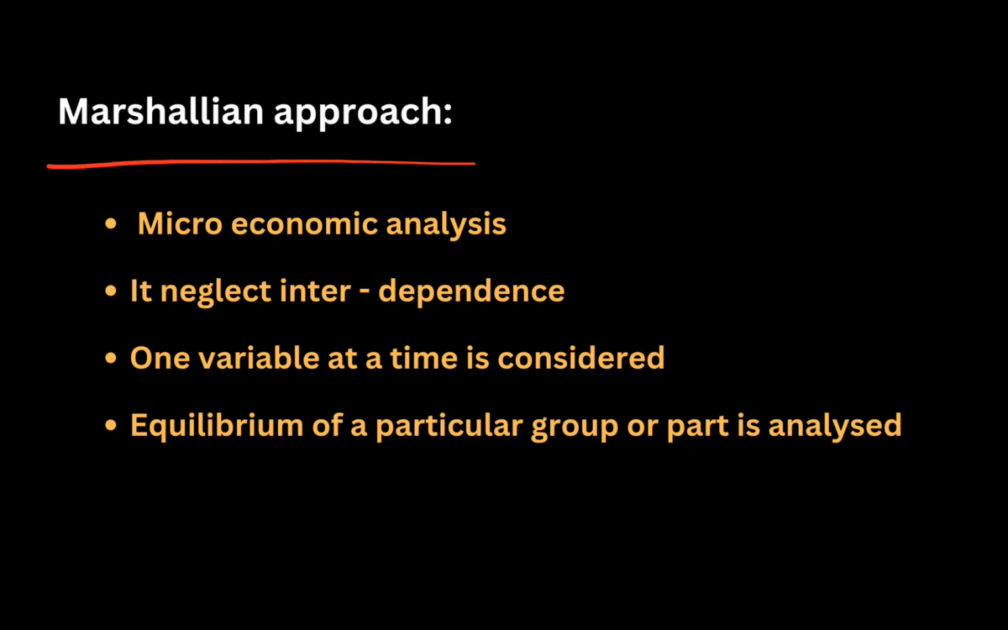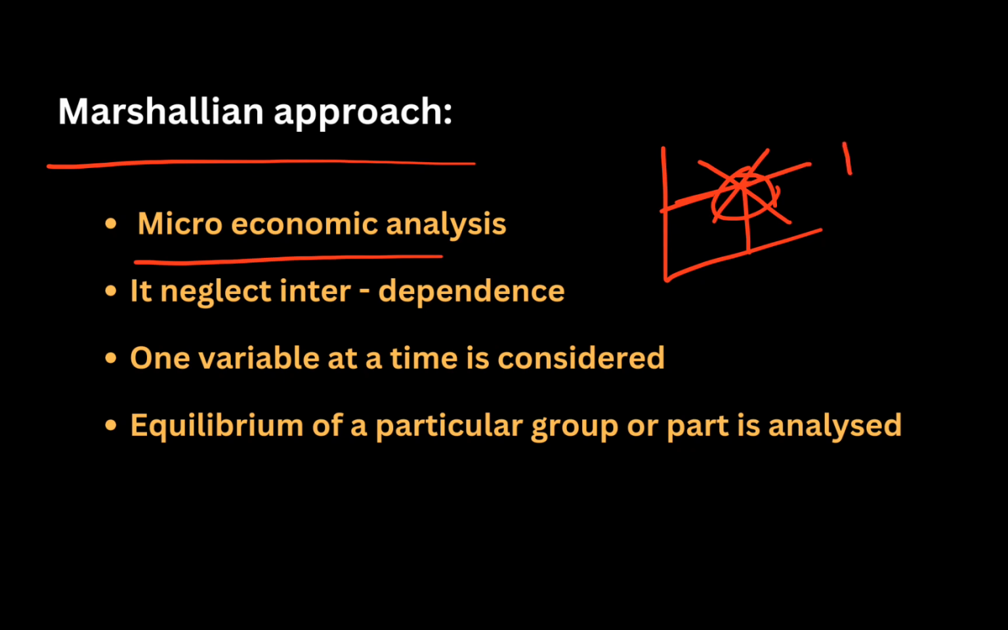Now we go to the Marshallian approach. It is a microeconomic analysis. The Marshallian approach neglects the interdependence of a commodity in the market. If you take tea, it neglects the complementary goods of tea. It only focuses on tea. So we can achieve equilibrium considering tea alone.